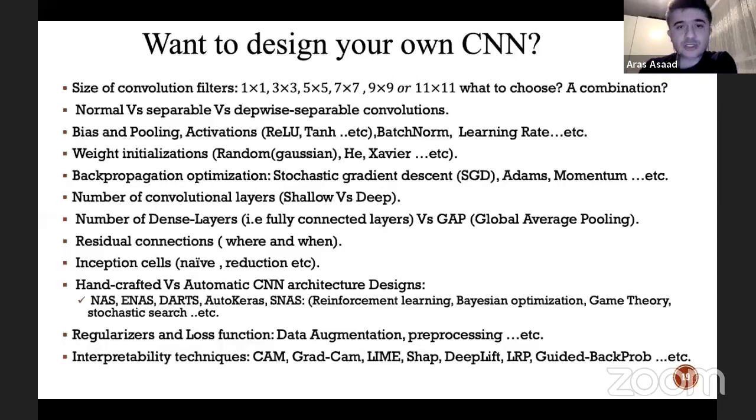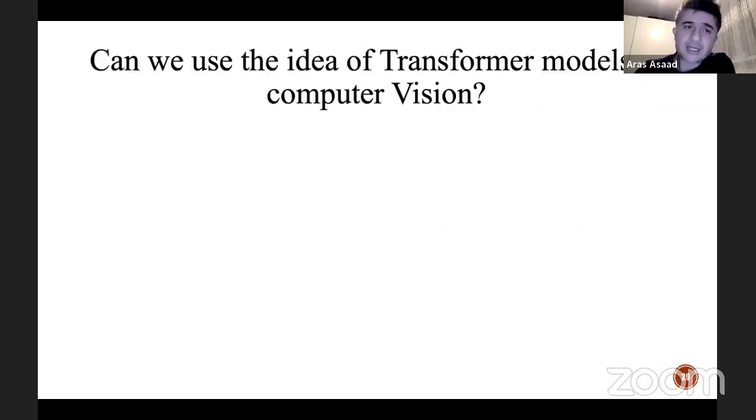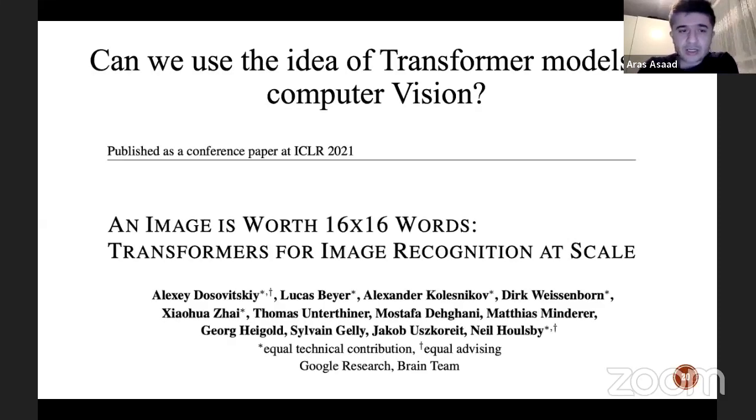So this was about convolutional neural networks in general, how some of the ideas have progressed and how to design these. But if we want to use the idea of transformer models in computer vision, can we do that? Turned out, yes. So this was the title of a paper published in 2020, and it says that an image is worth 16 by 16 words. In it, they propose the idea of transformers for image recognition. As I said previously, it was by Google researchers.